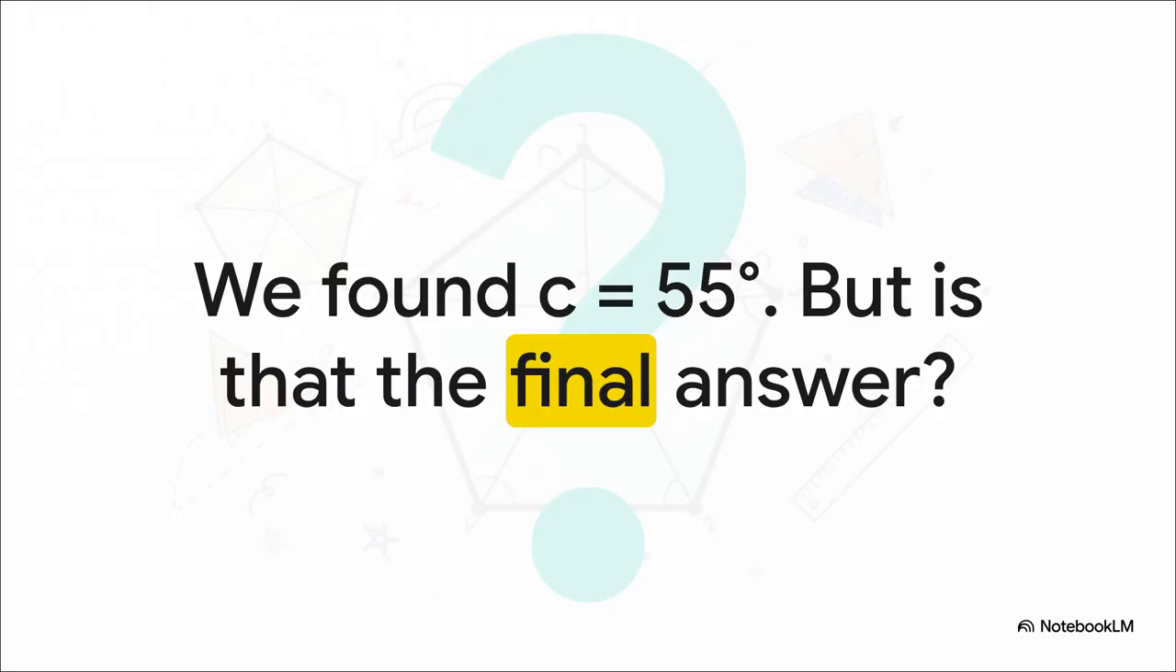Awesome. C is 55. We're done, right? But hang on. This is such a classic trap. It's so easy to stop here and just lose that final easy mark. You have to, always, double-check what the question actually wanted.